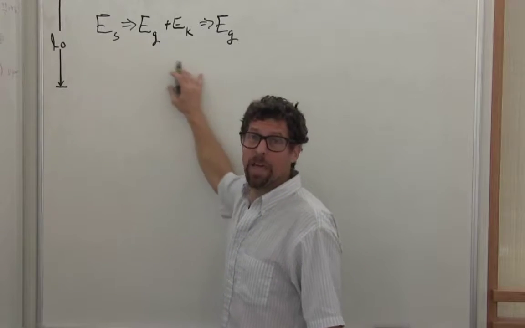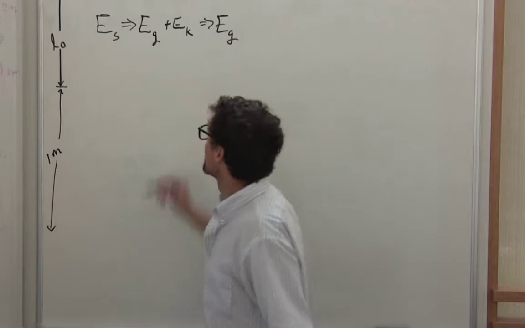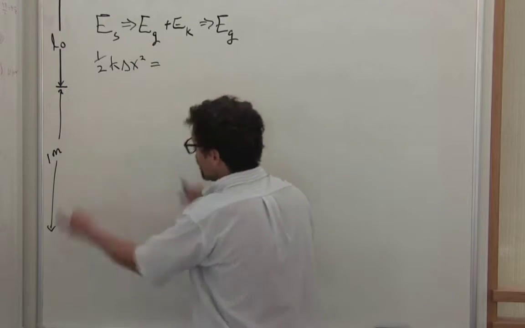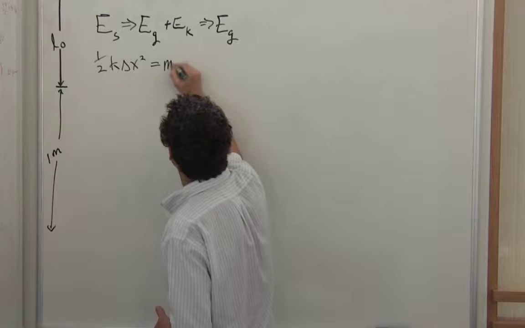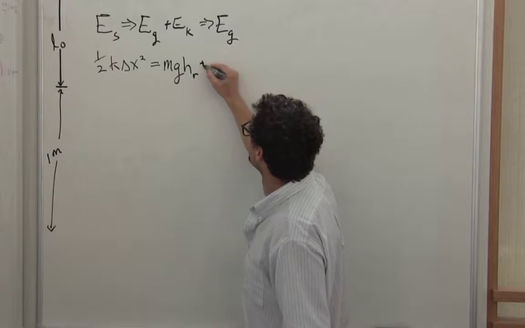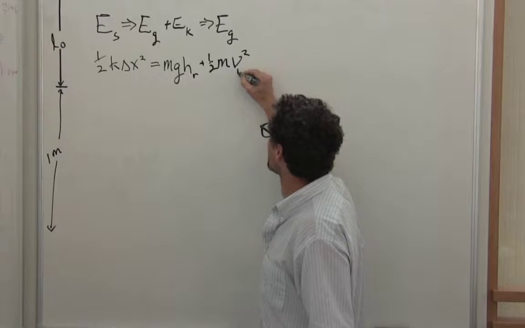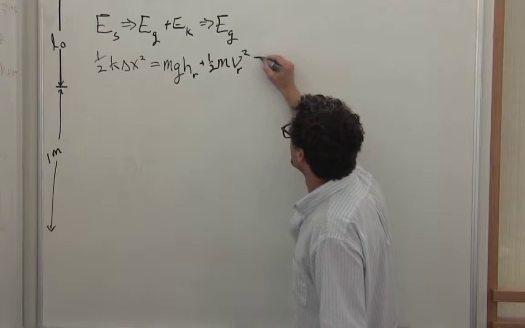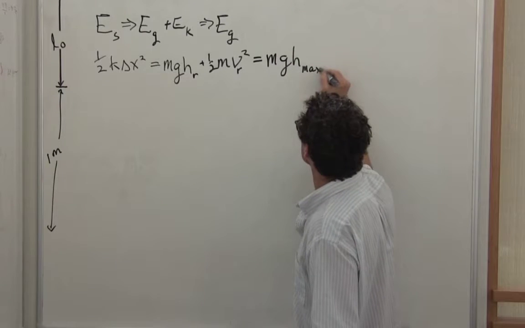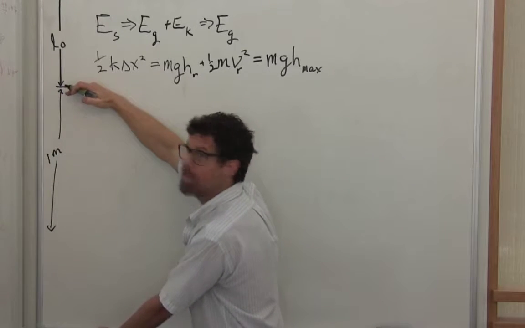So now that I have this, I can look at what these energies are. This 1 meter is a spring length, so I can say, okay, 1/2 k delta x squared. This potential energy turns into mgh, let's call this h relaxation, plus 1/2 mv squared, where this is the velocity at the relaxation point, is equal to mgh max. And we know this elongation length is the same as this relaxed height, 1 meter.